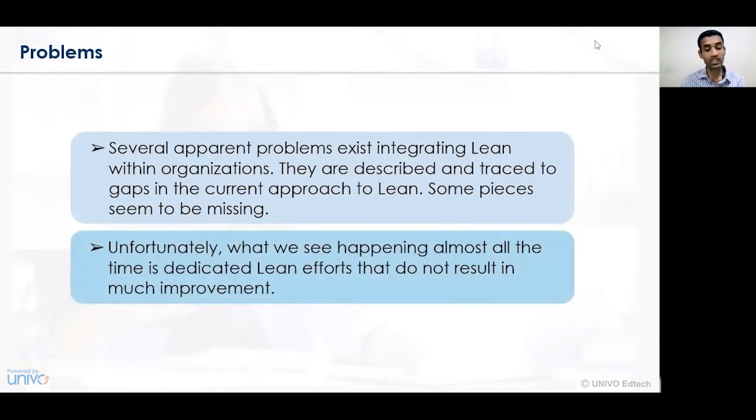Unfortunately, what we see happening in these case studies, almost all the time, is that dedicated lean efforts do not result in much improvement. When more effort is not taken, and all the activities are not coordinated in a better and effective way, then we can say that no dedicated effort has been undertaken, and it does not result in much improvement. So the benefits in the organization cannot be seen, and hence it leads to a certain amount of problem.